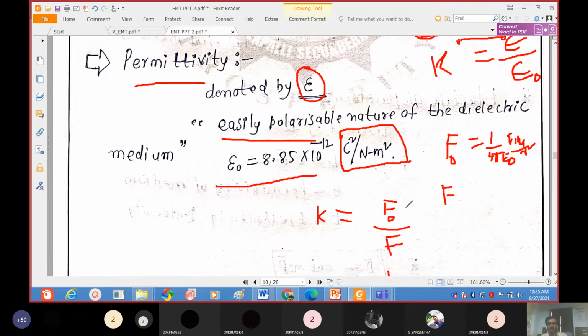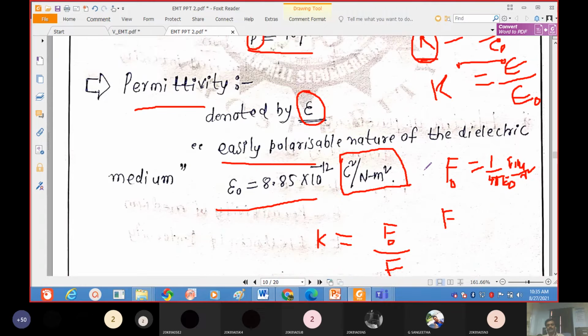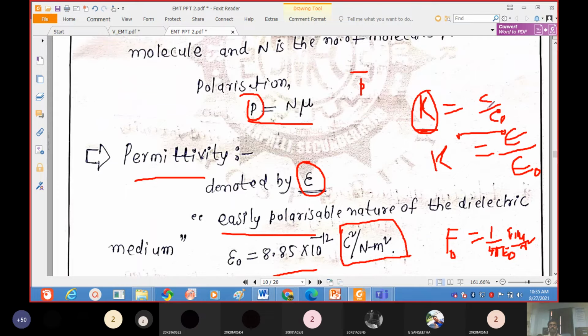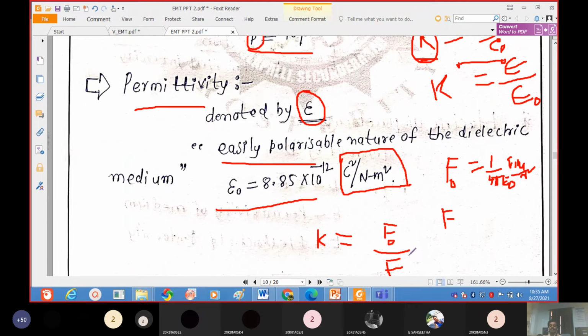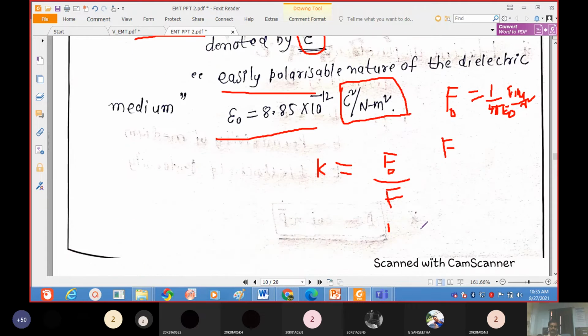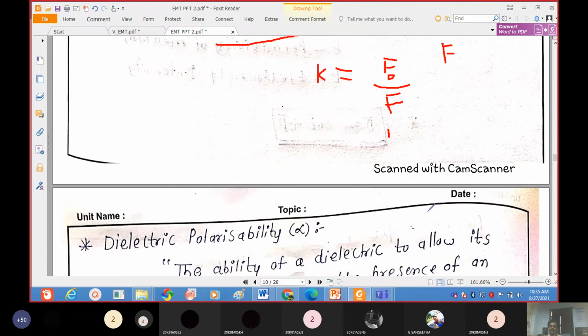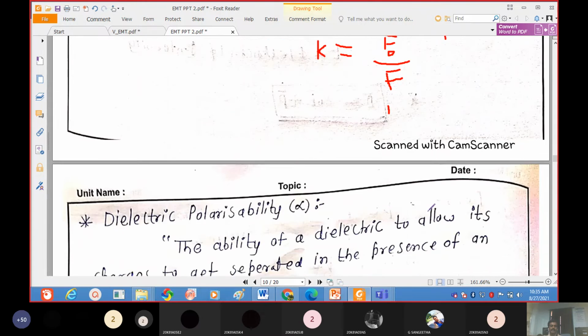So these are the three different definitions of the dielectric constant: the ratio C by C naught, the ratio epsilon by epsilon naught, and the ratio F naught by F.